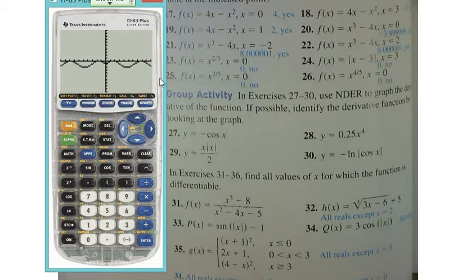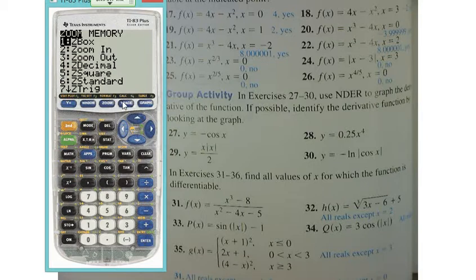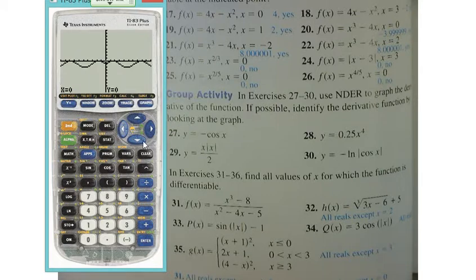So if I zoom in at x equals 0, now let me come down just a little bit, bring my cursor to where, oh, see what happens when I zoom in a little bit? What does that look like right there? That's a cusp. Okay? So that's one of the things we have to be careful about.